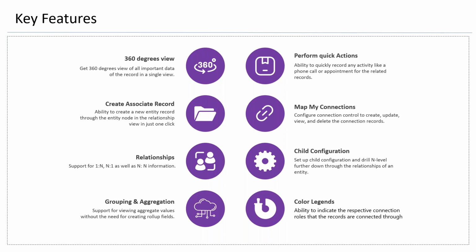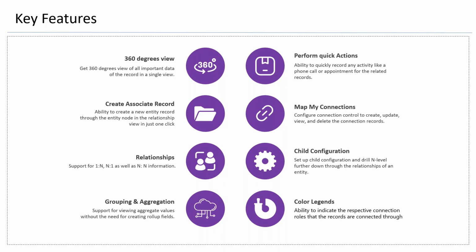You can also enable the grouping and aggregation functionality for your Map My Relationship, so that you can show the aggregated values without having to separately create any sort of roll-up fields. Eventually, it also has a provision to indicate the connection roles through color legends on the connection control to easily understand which records are connected with which connection roles.